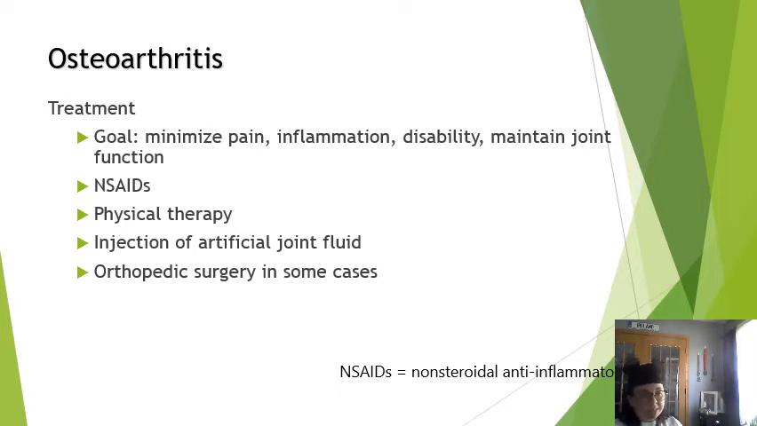Physical therapy aids in maintaining joint movement. Injections of artificial joint fluids can help cushion movement and prevent pain too. Sometimes orthopedic surgery is needed.